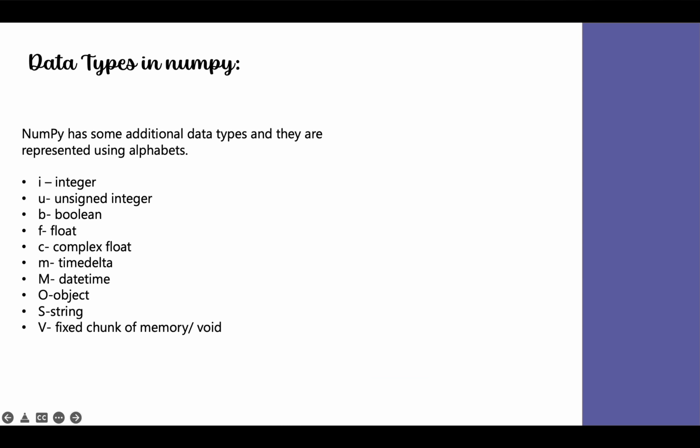Let's move on to data types in NumPy. NumPy has some additional data types and they're represented using alphabets. Lowercase i stands for integer, lowercase u stands for unsigned integer, lowercase b stands for boolean, lowercase f stands for float, lowercase c stands for complex float, lowercase m stands for time delta, uppercase M stands for date time, o stands for object, uppercase S represents string, and v represents chunk of memory or void.